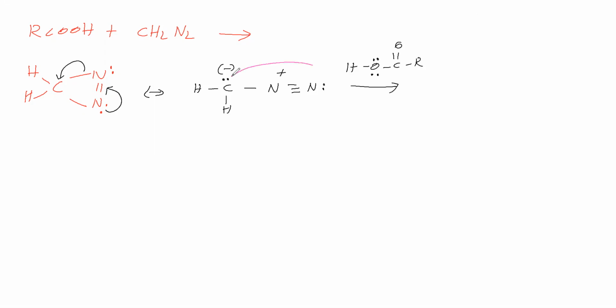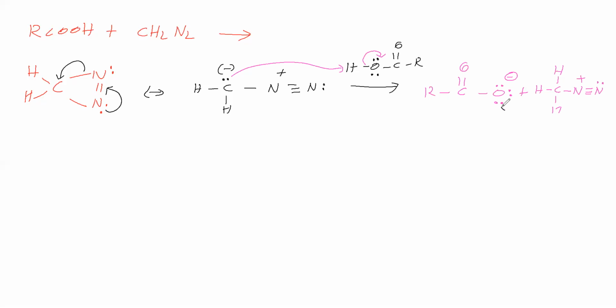Now this lone pair is attacked here. This bond pair is shifting to this oxygen. Therefore, carboxylic acid becomes carboxylate anion. Then we will get CH3 N2 plus. Okay. We will see the next step.